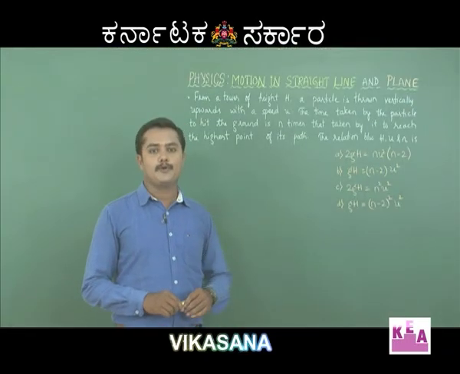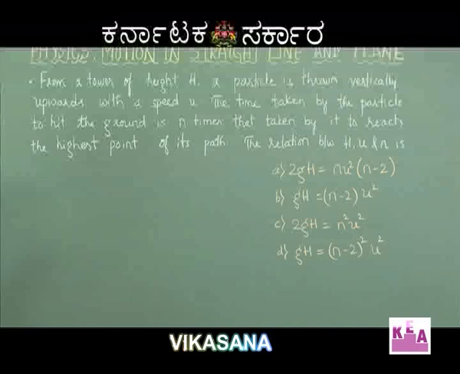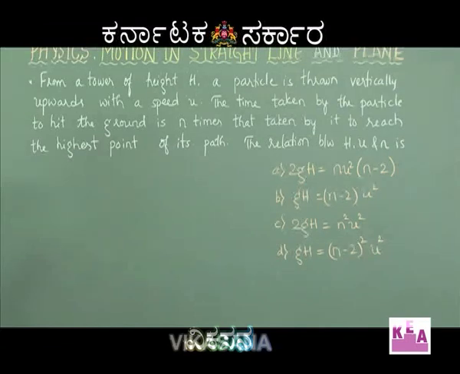Let's take one more beautiful problem, dear students. It's like this. From a tower of height h, a particle is thrown vertically upwards with a speed u. The time taken by the particle to hit the ground is n times that taken by it to reach the highest point of its path. The relation between h, u and n is, options: 2gh is equal to nu square into n minus 2; gh is equal to n minus 2 into u square; 2gh is equal to n square u square; and gh is equal to n minus 2 whole square into u square.